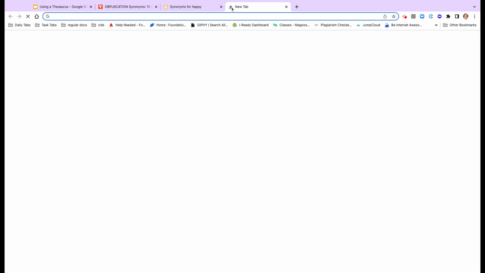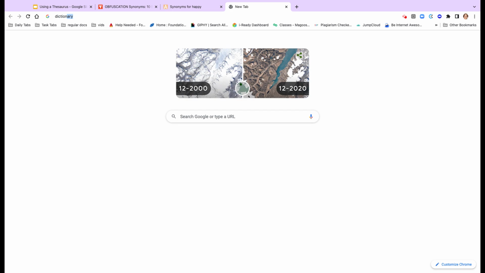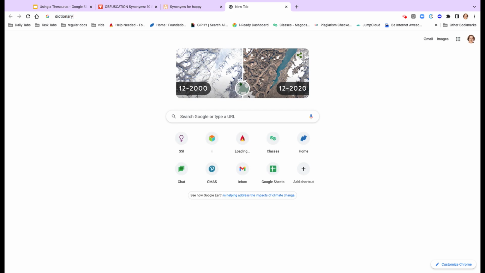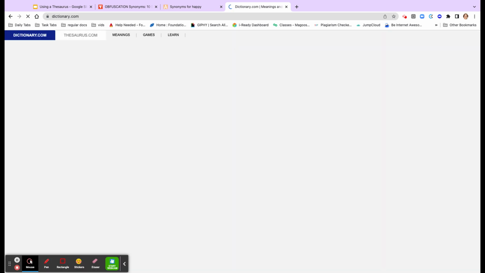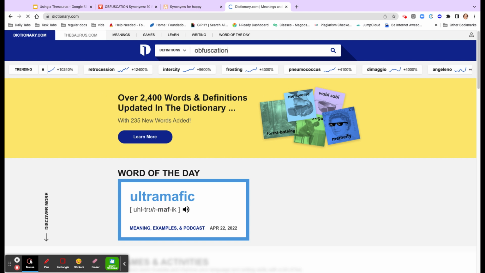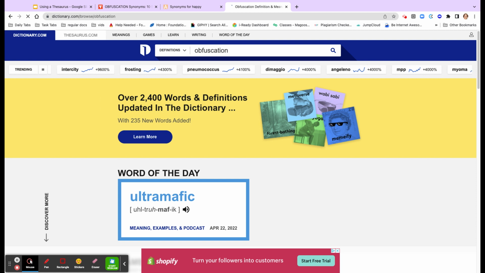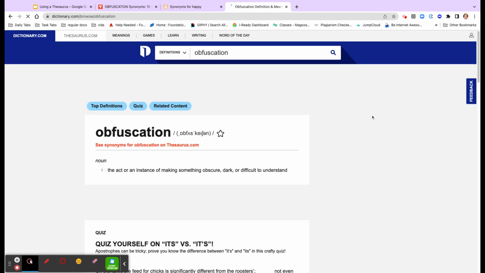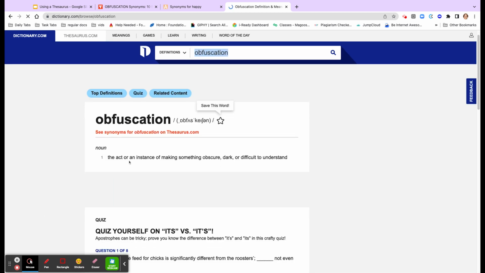So, if I went to dictionary.com, let me try obfuscation. I haven't tried this yet, so we'll see what the definition comes up as. So it does dictionary.com obfuscation, and it's taking a moment. The act or instance of making something obscure, dark, or difficult to understand.